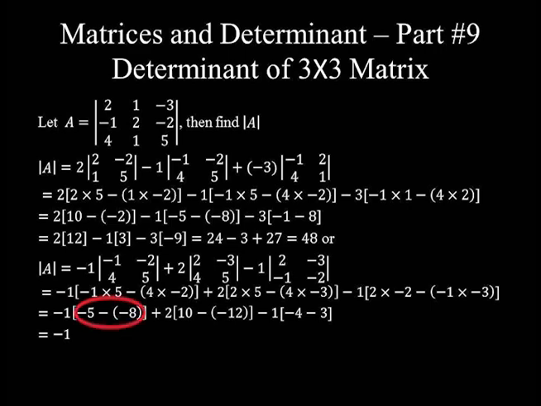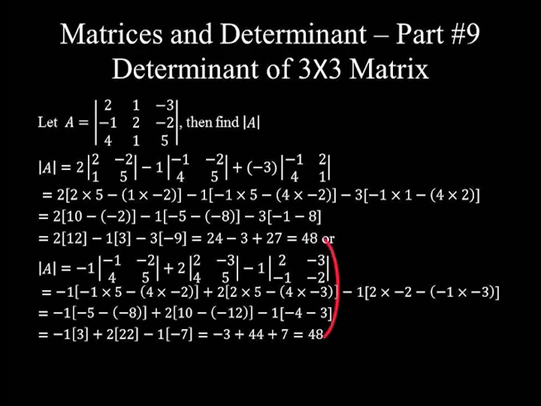which is equal to negative 5 minus negative 8, means plus 8. So negative 5 plus 8 is 3, plus 2 times (10 minus negative 12, means 10 plus 12), 10 plus 12 is 22, minus 1 times (minus 4 minus 3 is minus 7), which is again equal to negative 1 times 3 is negative 3, plus 2 times 22 is 44. Negative 1 times negative 7 is plus 7. Negative 3 plus 44 plus 7 gives us 48, which is equal to the result we obtained above.